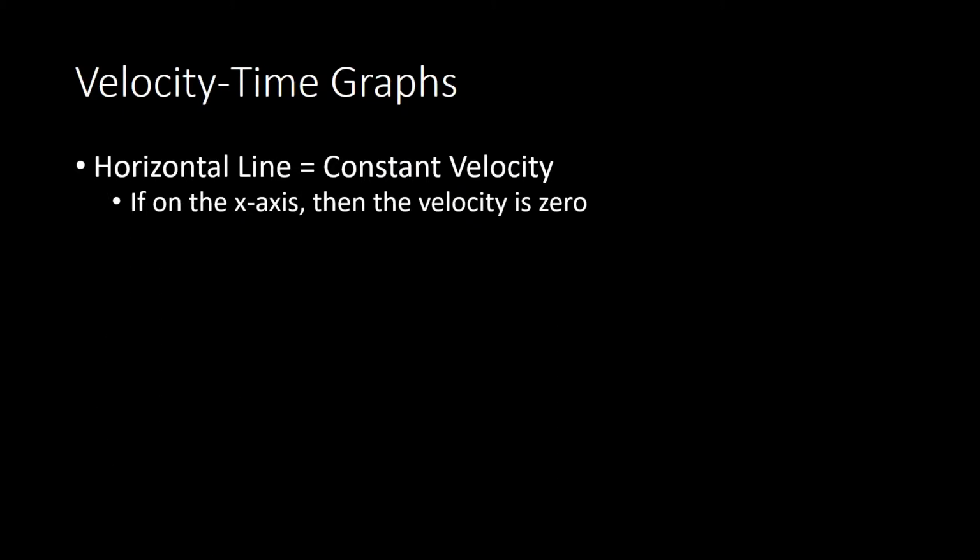So if you have a horizontal line on a velocity time graph, that means that your velocity is constant because your velocity is not changing. Remember, your velocity is now what's on the y-axis. So your velocity is not changing if it's a horizontal line. That means it has constant velocity. If that horizontal line is on the x-axis, then the velocity is 0 and the object is not moving.